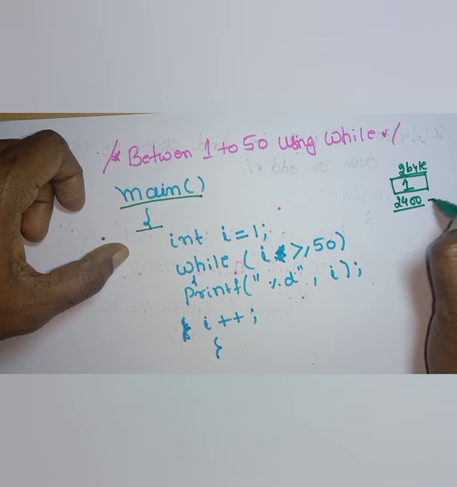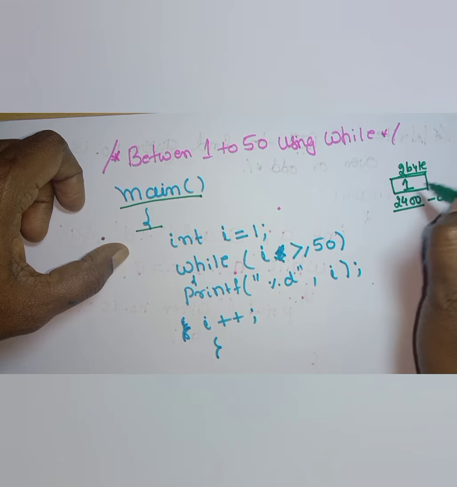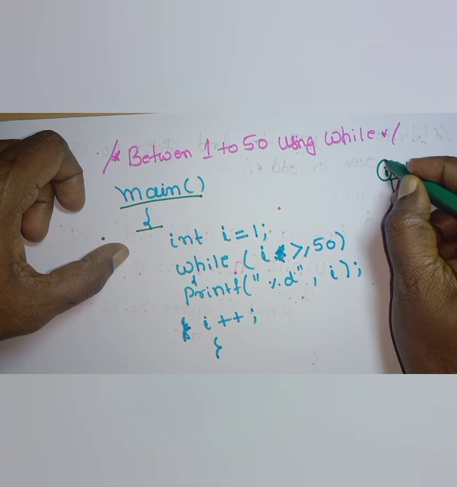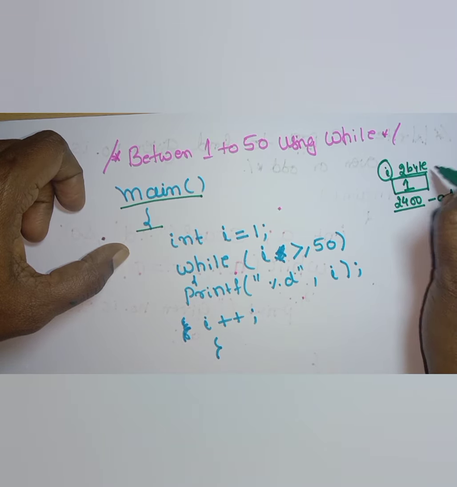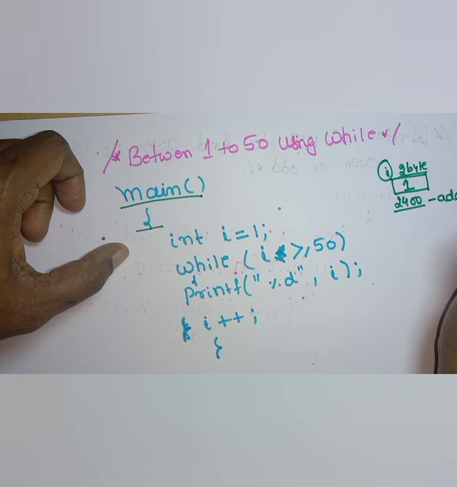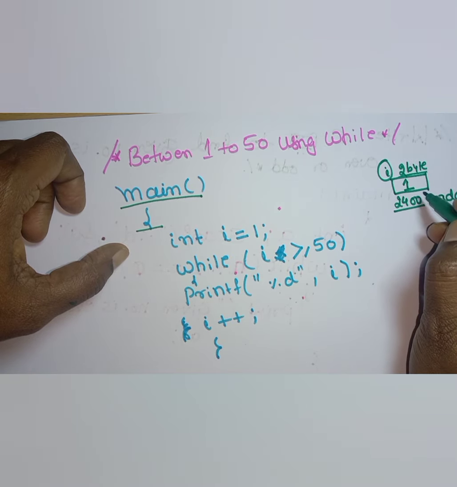It is called an address. Remember that it is called the address. The name of the variable is i. 2 bytes of memory is reserved here. Okay. So when i is equal to 1.